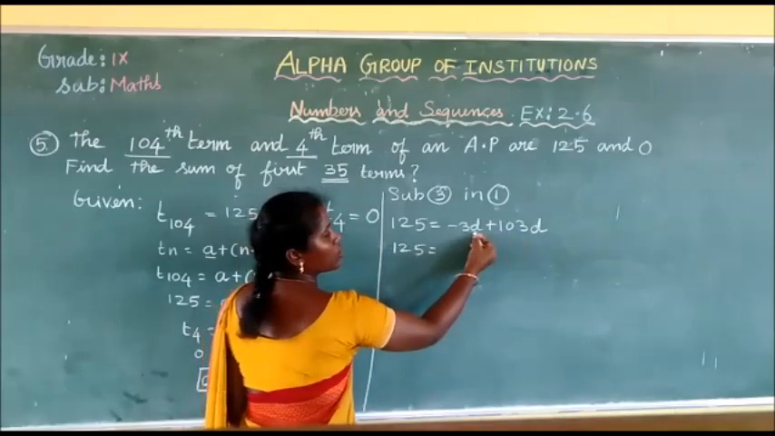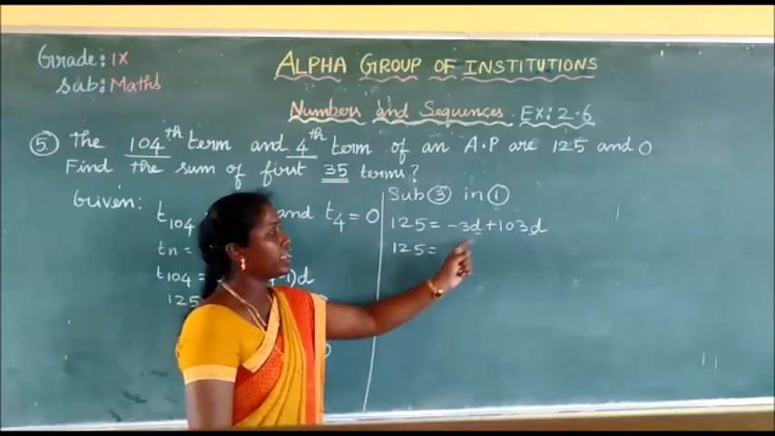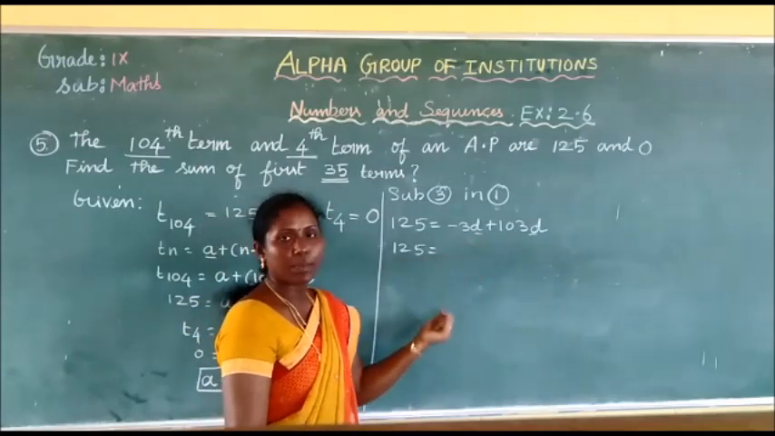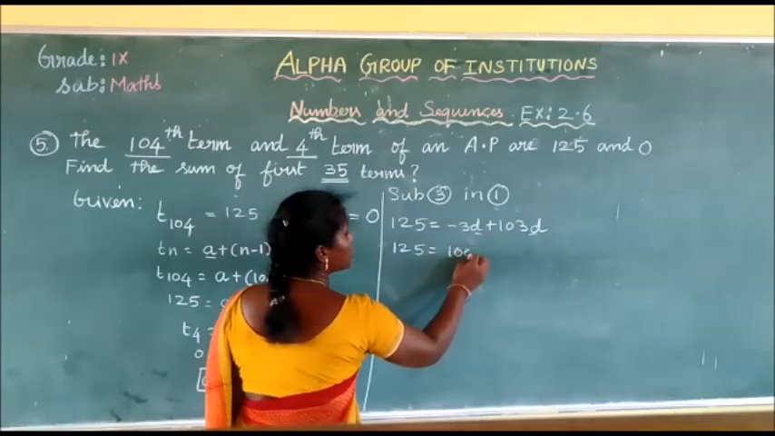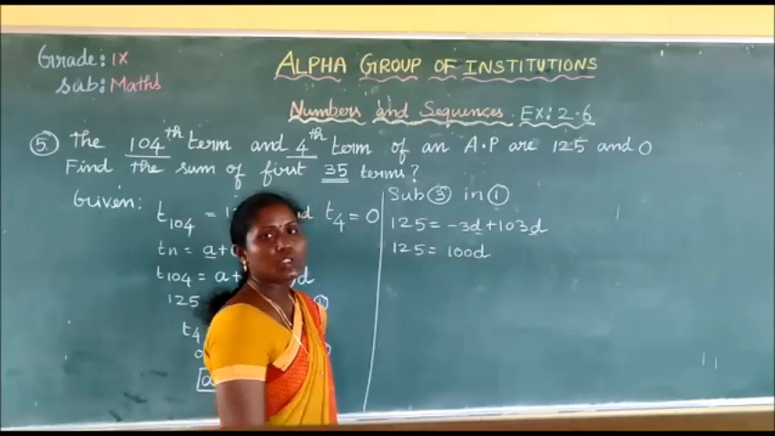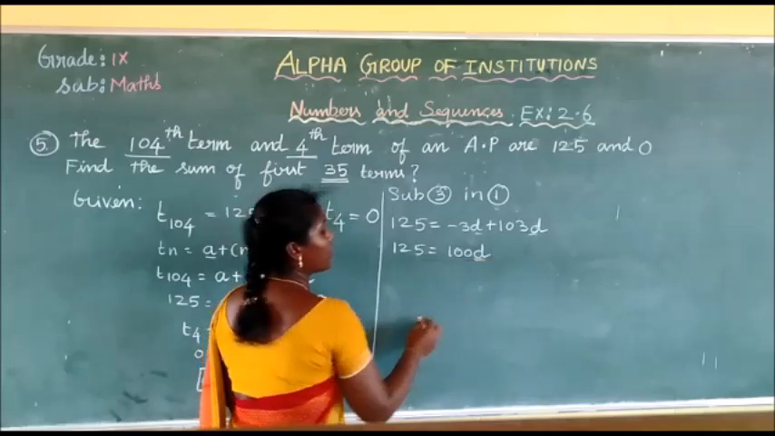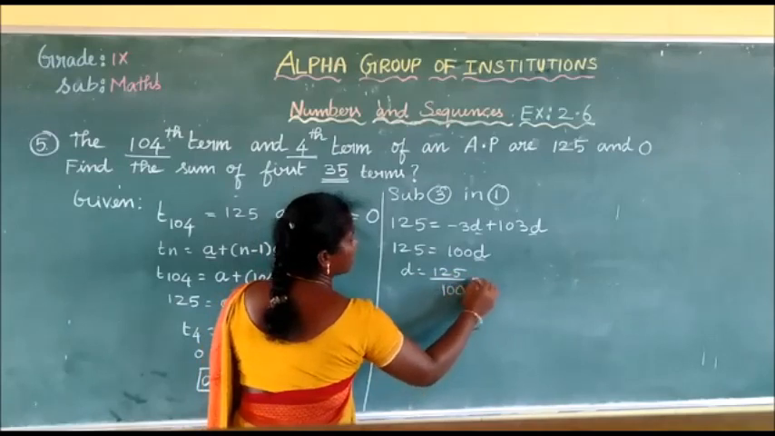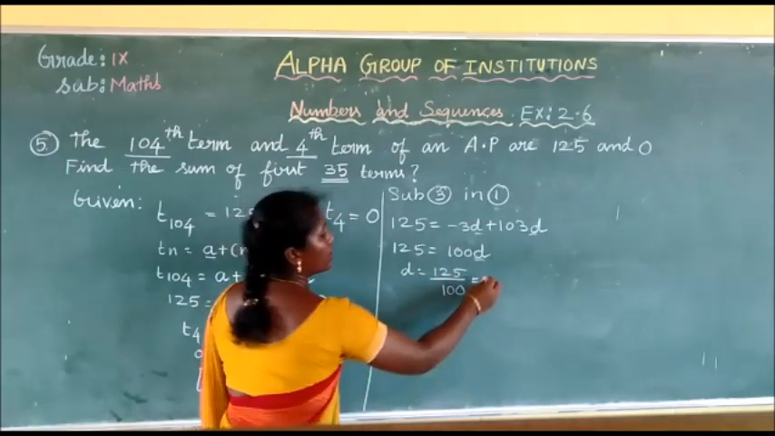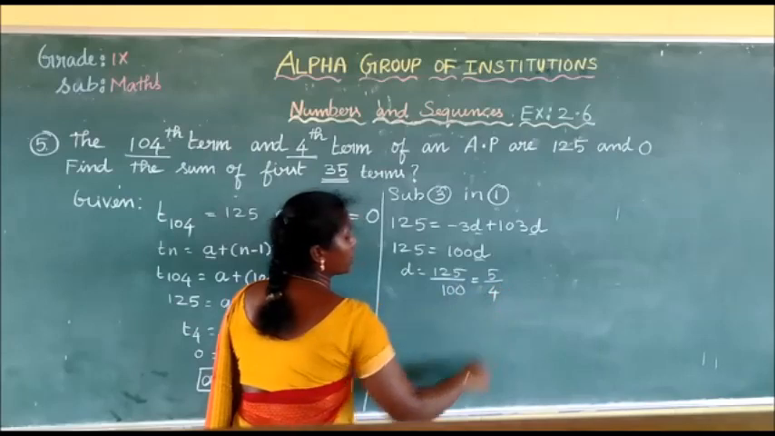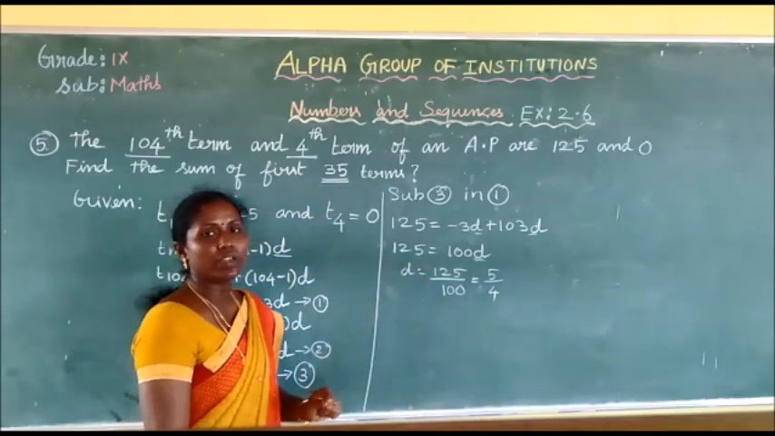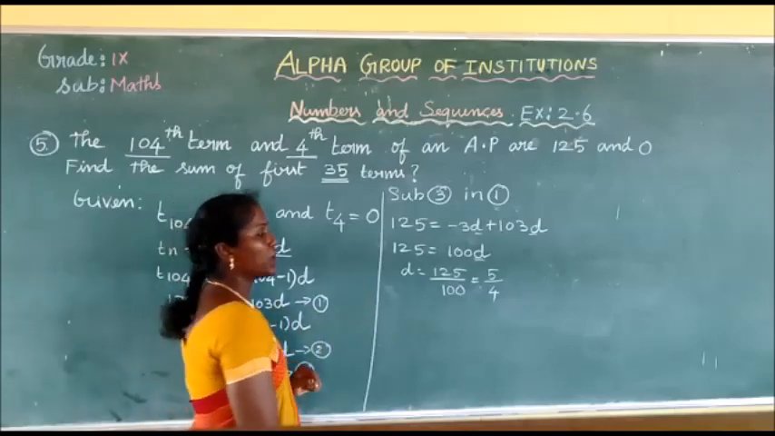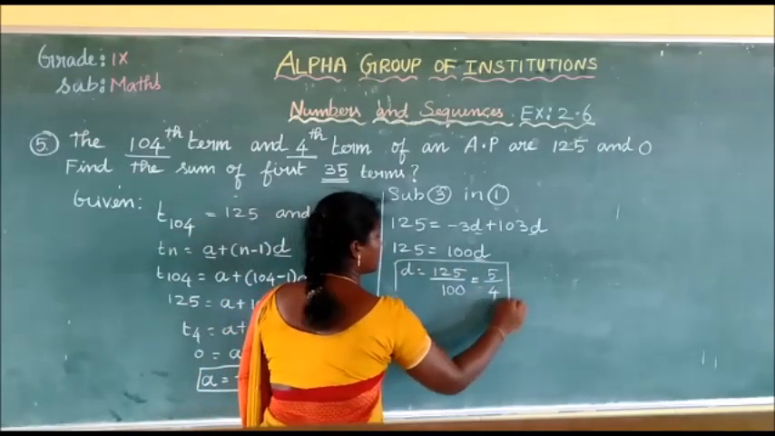125 is equal to minus 3D plus 103D. Both the variables are the same, here it is D and here also it is D. So they are like terms, and we can subtract them. If I subtract them, the answer is 100D. 125 is equal to 100D. We just want the value of D. So D is equal to 125 by 100. If I simplify by 25, 5 into 25 is 125, and 4 into 25 is 100. Yes, now we got the value of D is equal to 5 by 4.